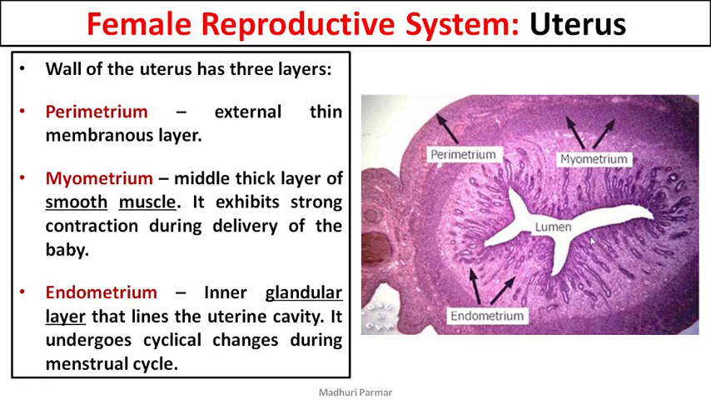The endometrium, or the innermost layer, which is shown here in a lighter color, is the inner glandular layer. All of these projections, can you see? All these dark patches, tube-like structures, they are actually glands. And what do glands do? They secrete something. In this case also, they secrete the vaginal fluid.